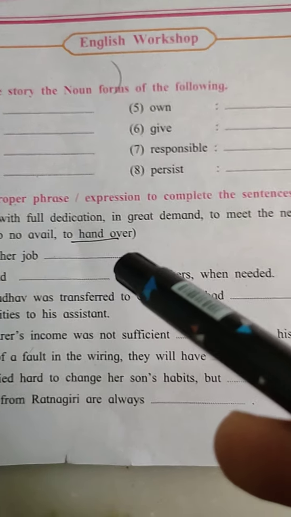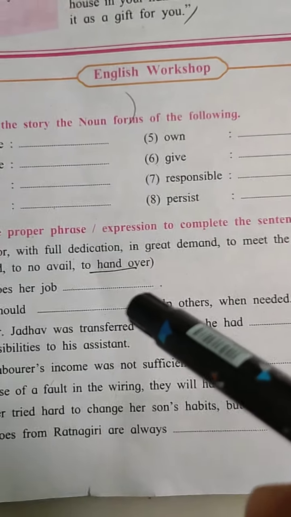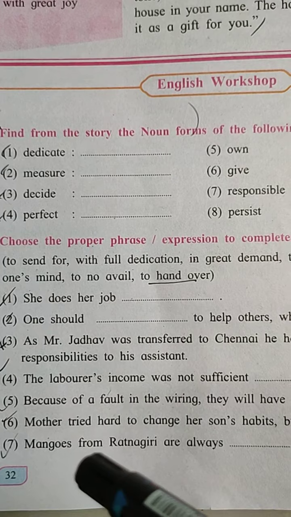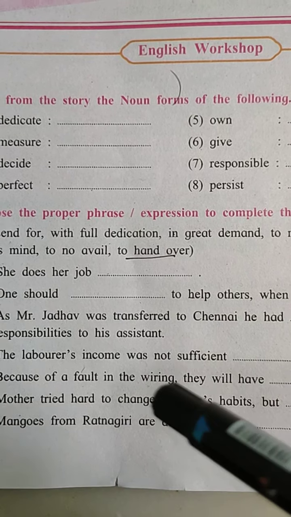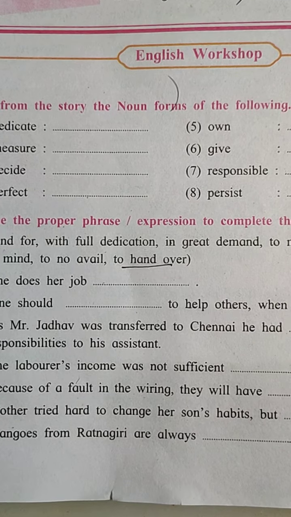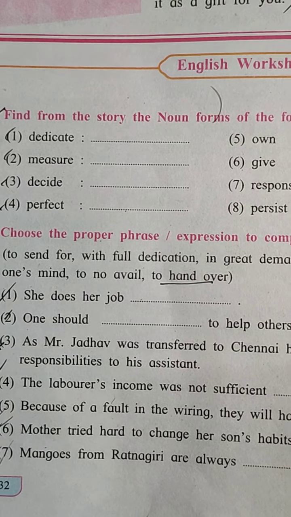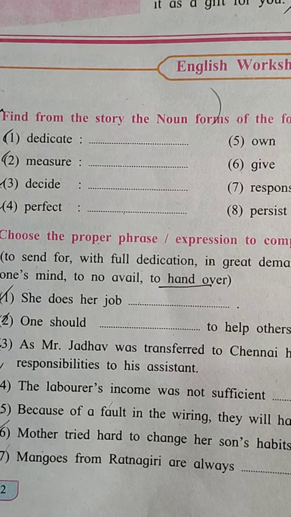Mangoes from Ratnagiri were always in great demand. So that is the way we can use the proper phrases in proper sentences.